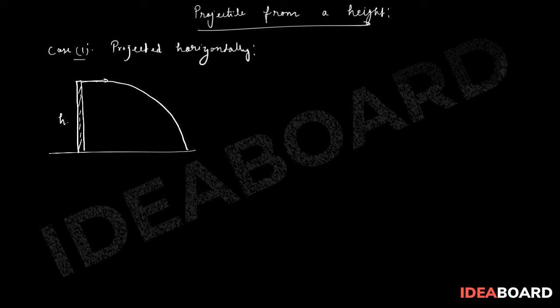Projected horizontally, like what I'm trying to say, it is like this. Suppose that there is a building or tower which has certain height h, like this, and what I have done, I just throw the ball like this. So of course you can see this ball will go like this. I am assuming directions positive, this direction positive and this direction positive. So normal y and x directions, right?